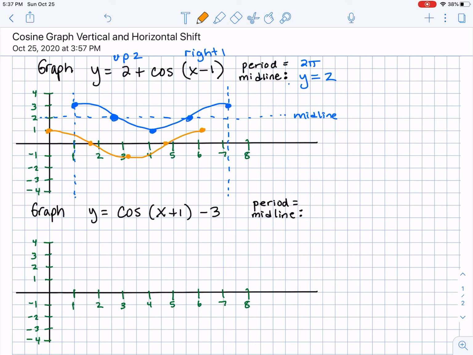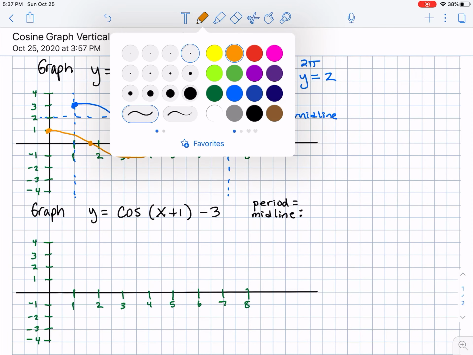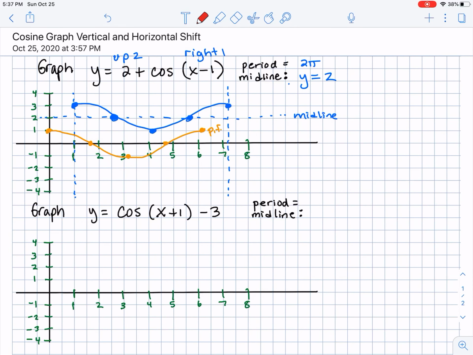So basically, if you take the parent function, apply your transformations, we're going to get our new function. So our parent function is in the orange, and our new function, y equals 2 plus cosine of x minus 1, is in blue. Okay, so let's take a look at this second graph. I'll do it in red. And we have y equals the cosine of the quantity x plus 1 minus 3.